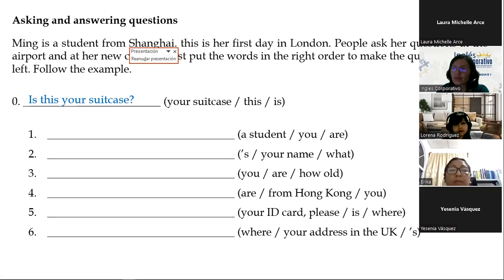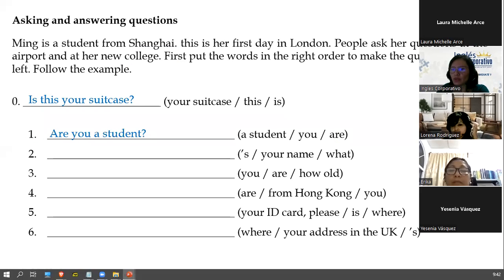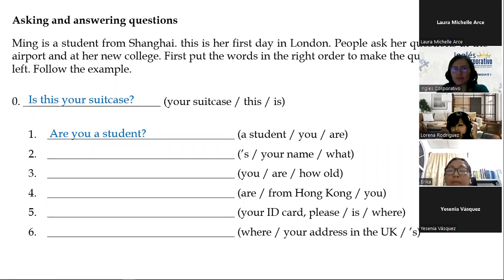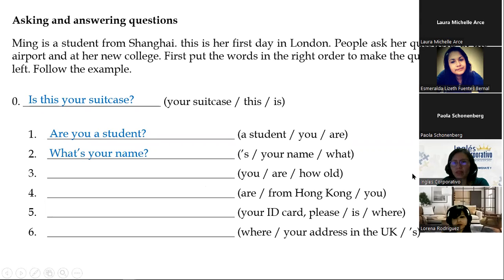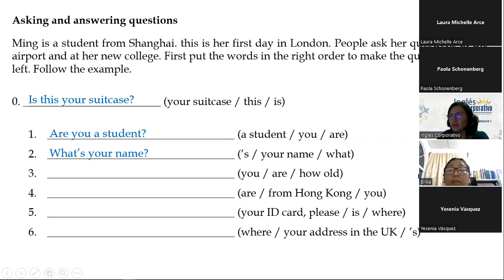Are you a student? Very good. What about the next question? Okay, Esmeralda. What's your name? Very good. Thank you, Paola. How old are you? Very good. Next question, number four.